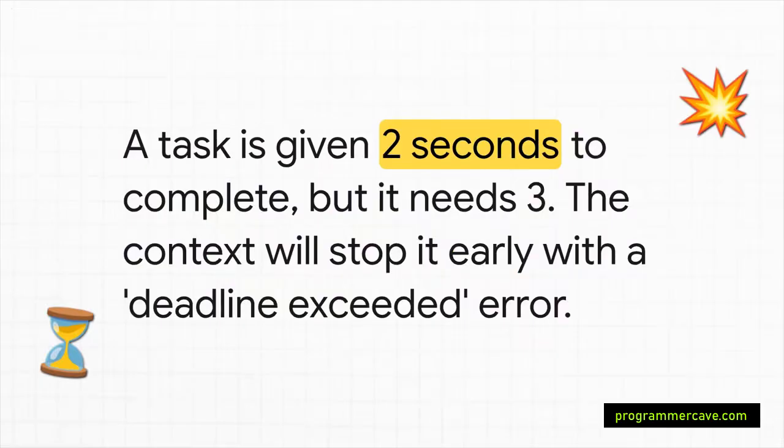Let's see this in action because it makes way more sense with code. Here, we create a context that has a 2-second fuse. Then we start a task that we know takes 3 seconds. Our long task function is smart. It's listening to its context. So after 2 seconds, boom, the context's Done channel closes, and our long task gets the signal and shuts itself down with a deadline exceeded error.